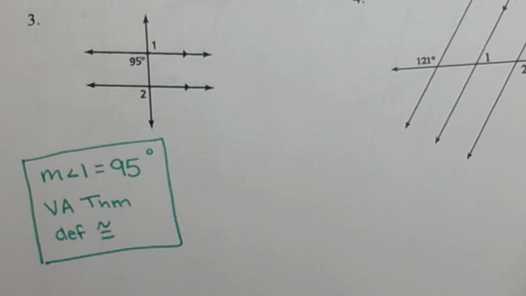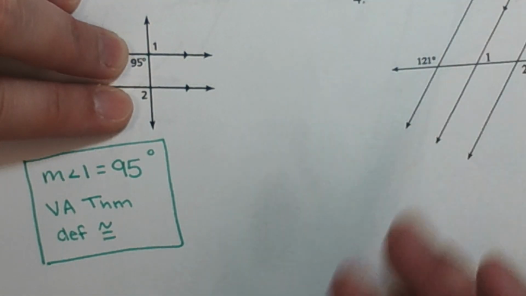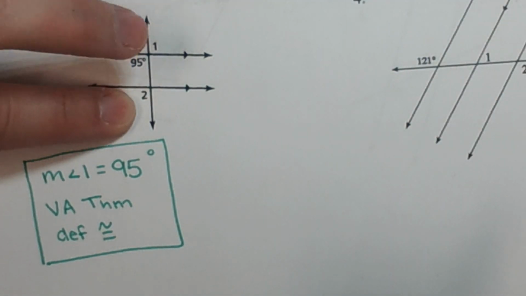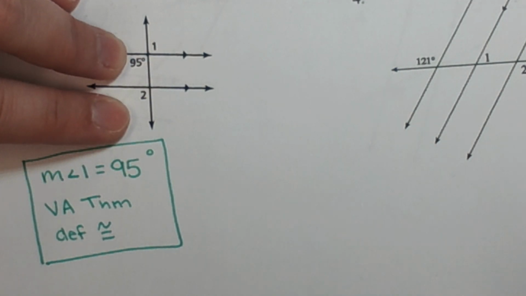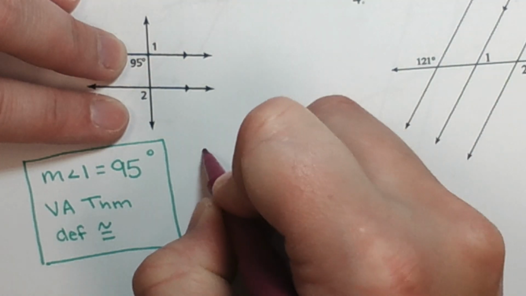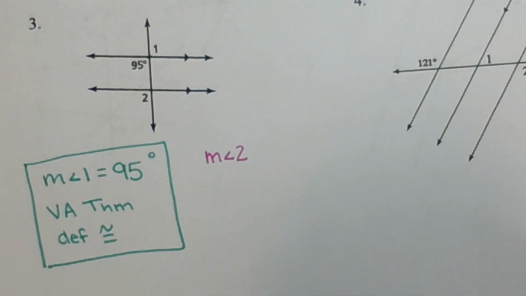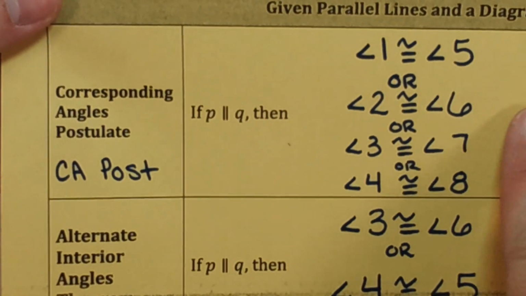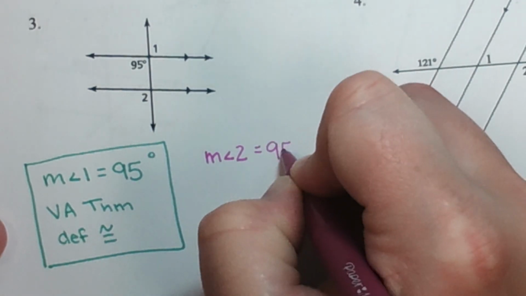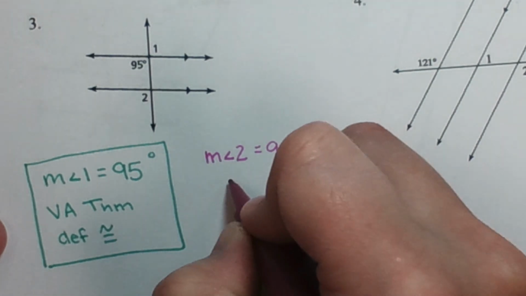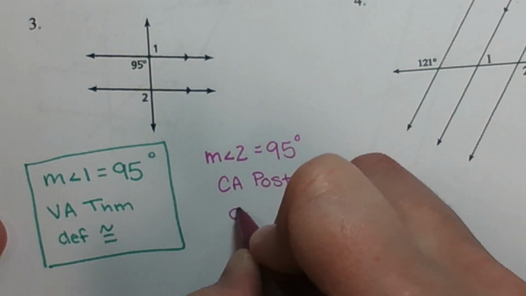Moving on to angle 2. The 95-degree angle and angle 2 are on the same side of the transversal. One's interior, one's exterior. They don't share a vertex. That's corresponding. Corresponding angles, according to my postulate sheet, are congruent. So it's a 95-degree angle, using that corresponding angles postulate and definition of congruence.